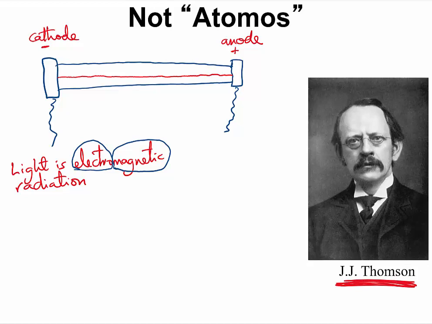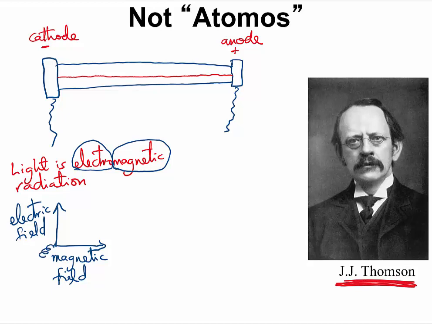Let me try to explain that to you with a diagram. If you have an electric field that is perpendicular to a magnetic field, the interaction of these two fields will generate what is called light. So light has an electric component and a magnetic component, which is why it is called electromagnetic radiation.